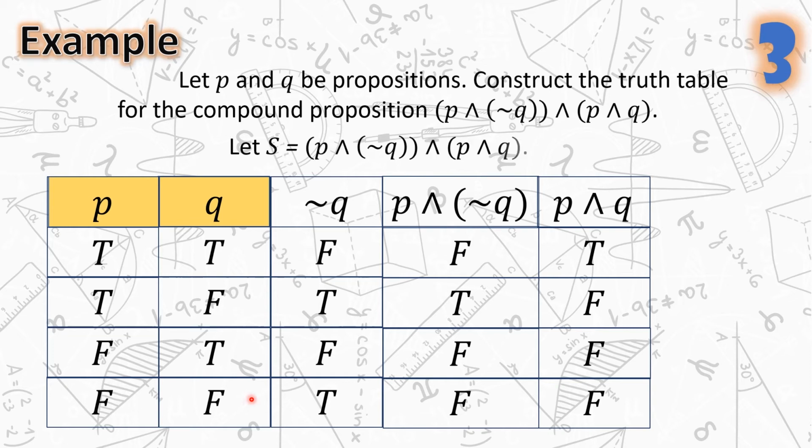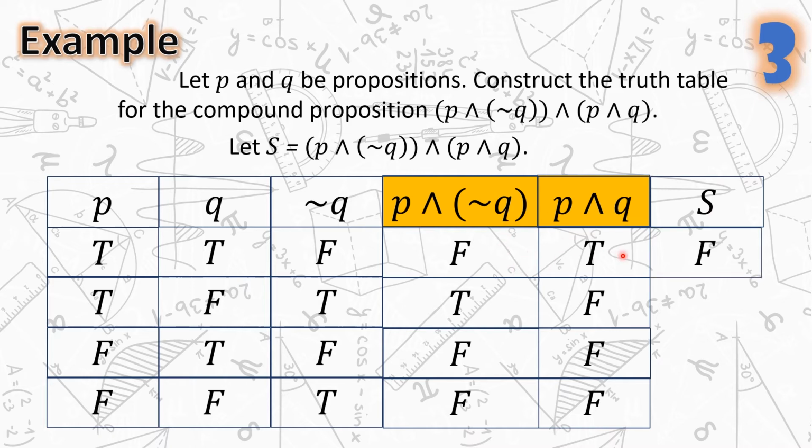Next, let us have the conjunction P and not Q and P and Q, and let us have it represented by S. So we have S, and then focus our attention on the conjunction P and not Q, also P and Q. So for the compound proposition to be true, both conjuncts must be true. So we have false, false, false, false.